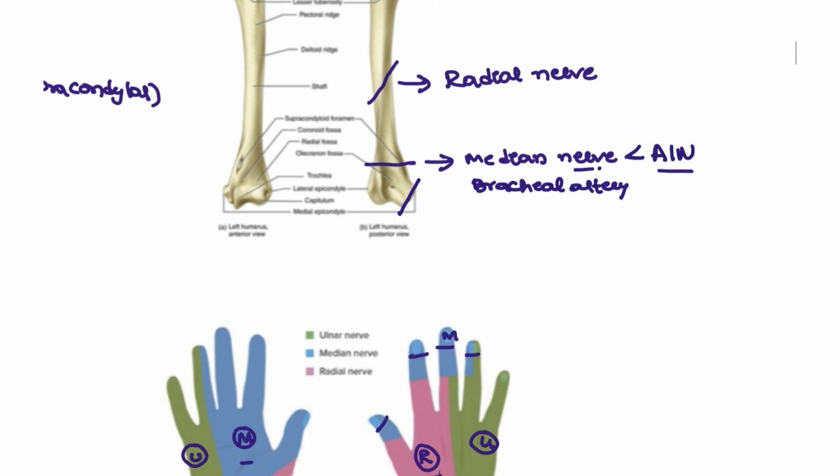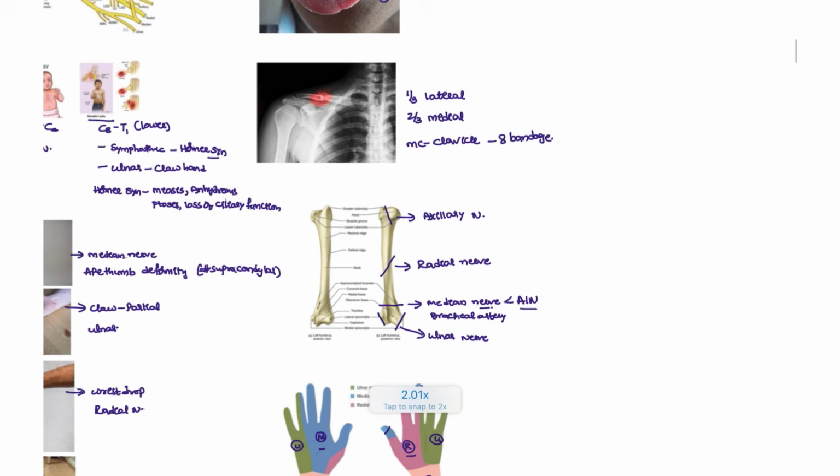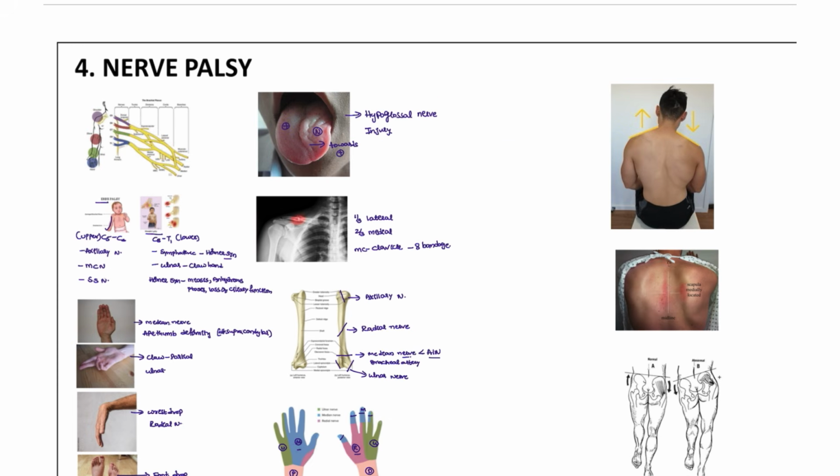And here you can see this is a lateral condyle and the medial condyle. And if there is an injury to these regions, ulnar nerve palsy will be seen in these patients. Okay, ulnar nerve palsy will be seen.